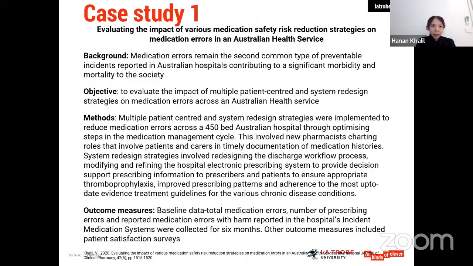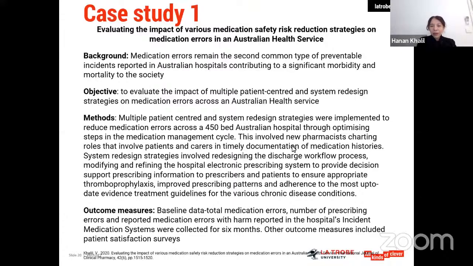So this one was done in Australia. It was about evaluating the impact of various medication risk reduction strategies on medication errors. Many strategies have been put in place in a large hospital to decrease medication errors. Medication errors remain the second most common type of preventable incidents reported in Australian hospitals, which contributes to significant mortality and morbidity. So this project was about putting together some initiatives in a 450-bed large Australian hospital.